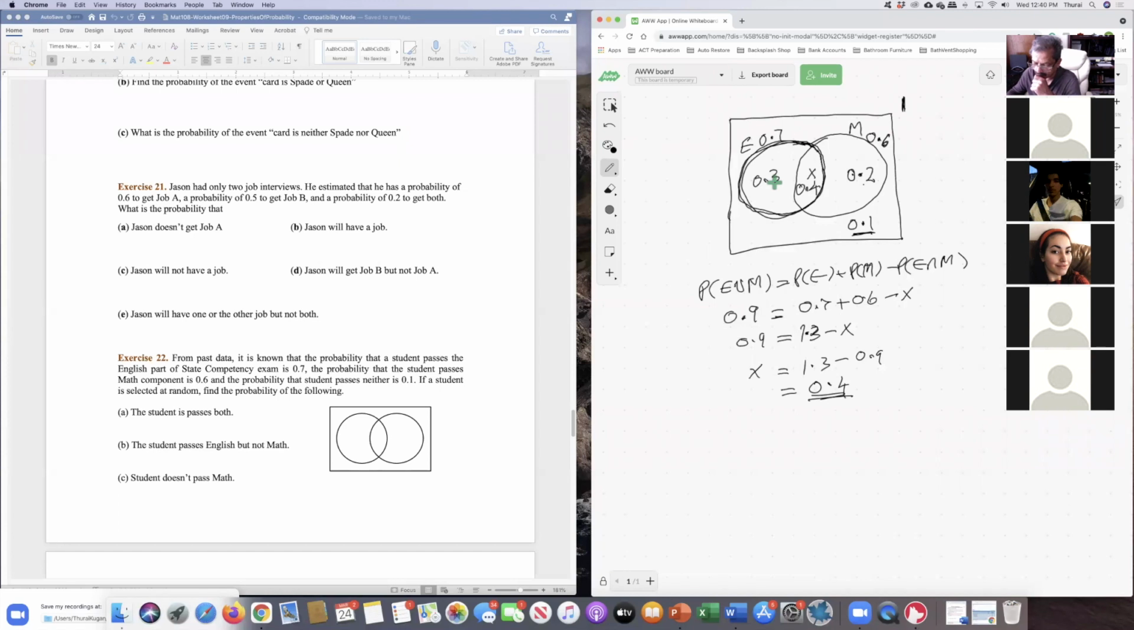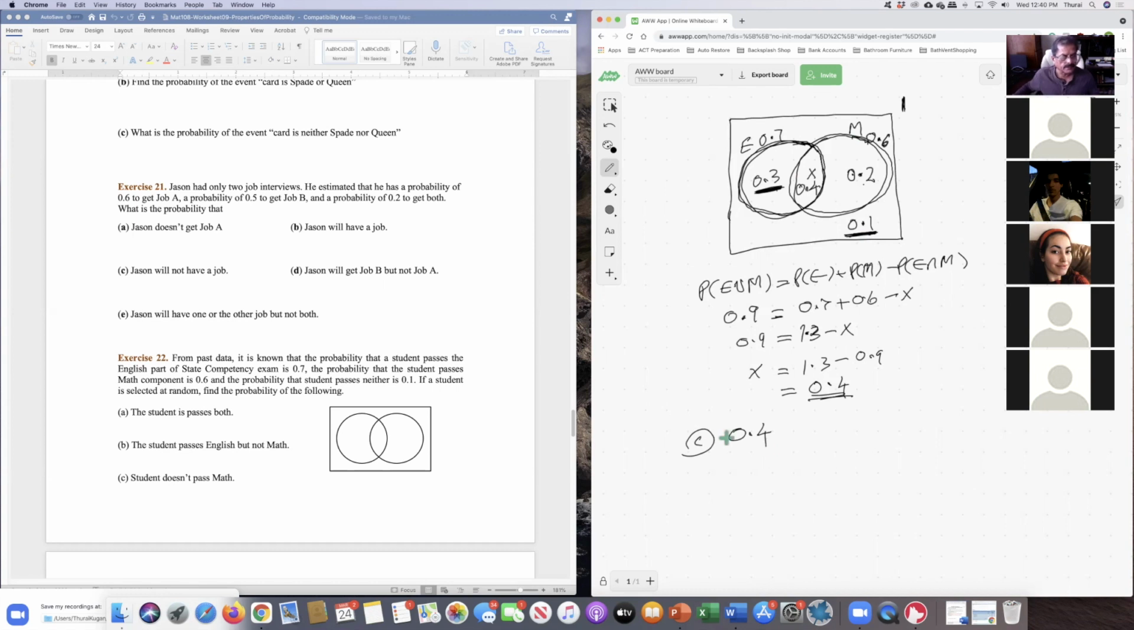What's the probability the student doesn't pass math? I think that's going to be 0.3 plus 0.1. Right, the 0.3, the left side of E, and the outside of the two circles, that's right. Those are the ones outside the M. So student doesn't pass math means the complement of M. Everything outside the M has the probability of 0.3 plus 0.1. So 0.4 is the answer for part C.